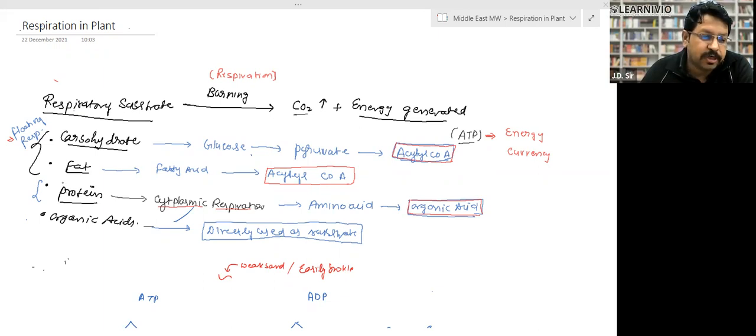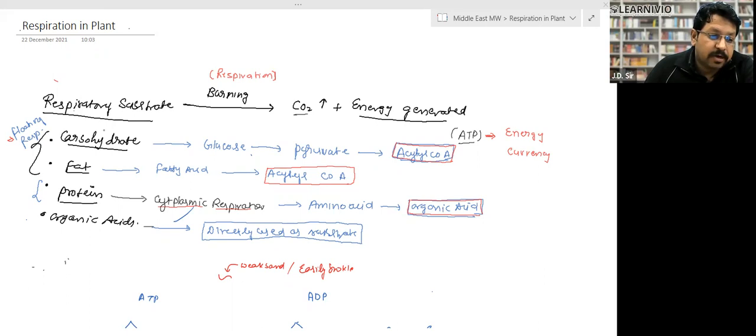Then protein, it does not burn. Why? Because our body is made up of protein. If protein starts burning, then what will happen? The body will start eating its own cells. Got it? But yes, protein sometimes gets burned. The fourth substrate is organic acid. These are the four things which can burn inside our mitochondria.